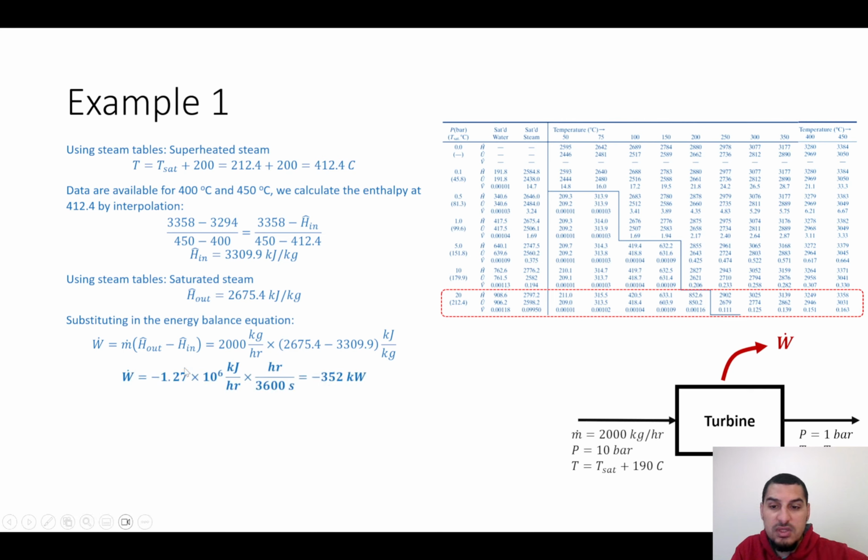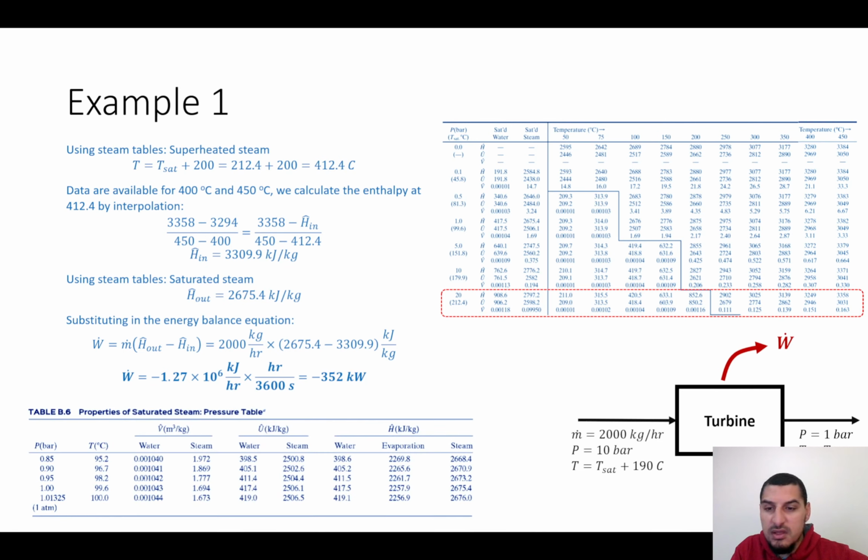So by substitution, this would be the value in kilojoules per hour, but we want this in kilowatts. And in kilowatts, we multiply it by hour over 3,600 seconds, and this is going to be the value in kilowatts.